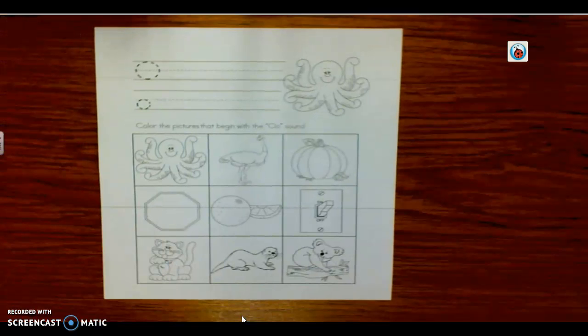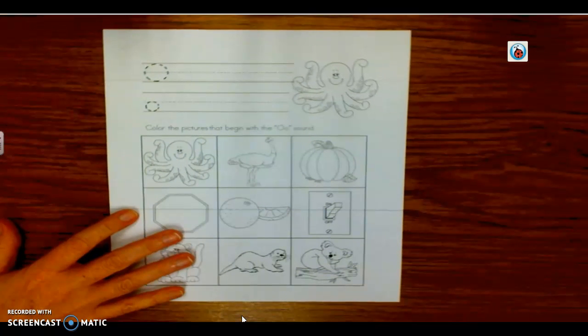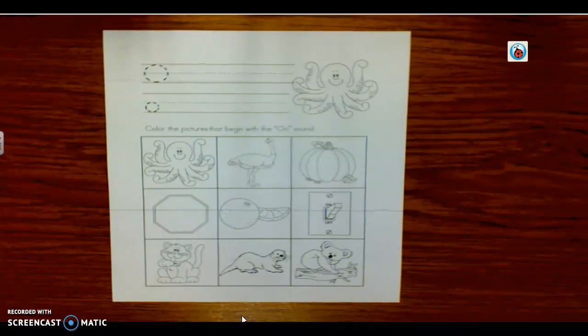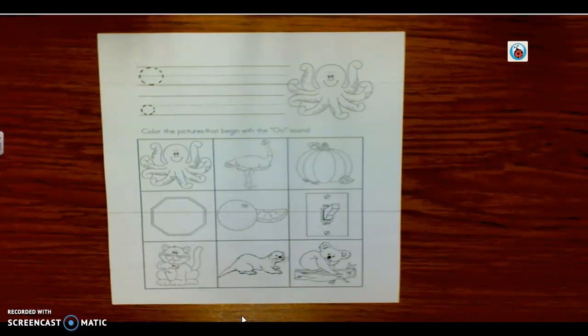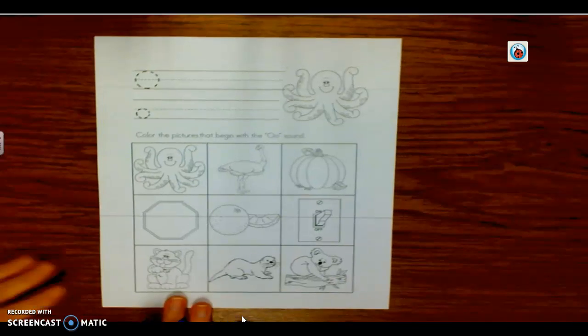All right, boys and girls, so now we are going to look at your paper for the letter O. All right, you are going to write your name at the top using a pencil.